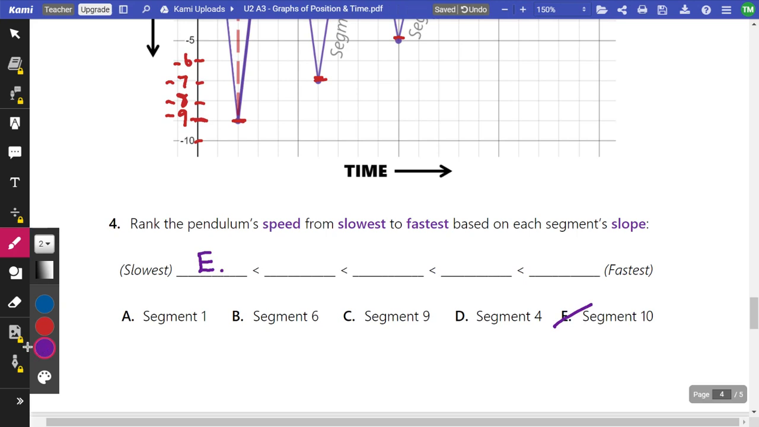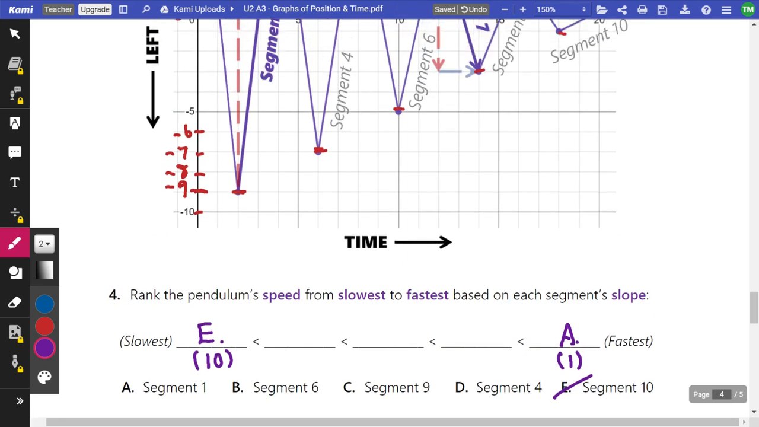Whereas segment 1 is going the fastest by far, so I want to put that over here. What I'll do is write the segment number underneath. So this was segment 10, and this was segment 1. Okay, let's look at the next slowest.